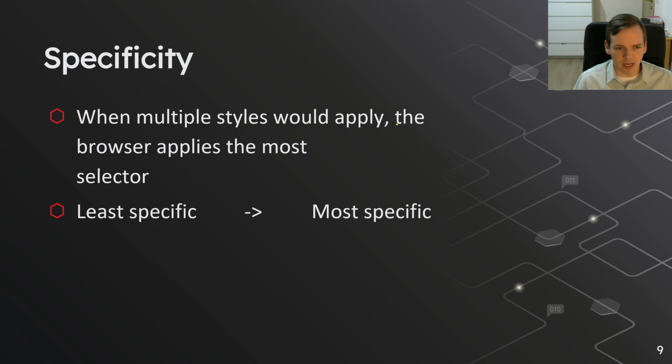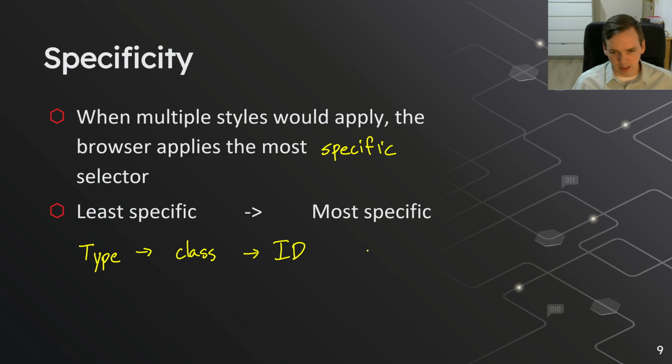If multiple styles would apply to a given HTML element, the browser applies the most specific selector that it has available. So from least specific to most specific, we have type, then we have class, then we have ID. Let me write just a real quick example of this.